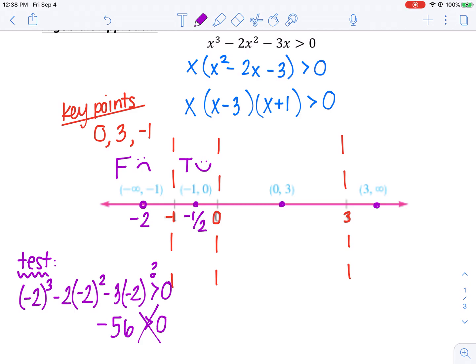Next point, I'll try between 0 and 3. I'll just try the point 1. So I'm going to show this test. You should be showing all of the tests.